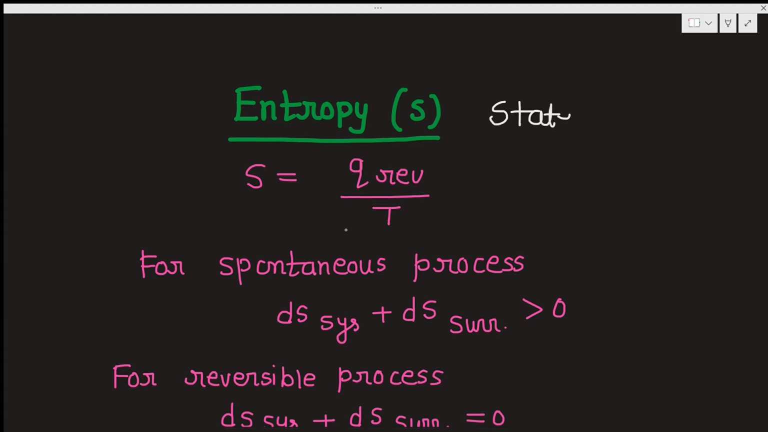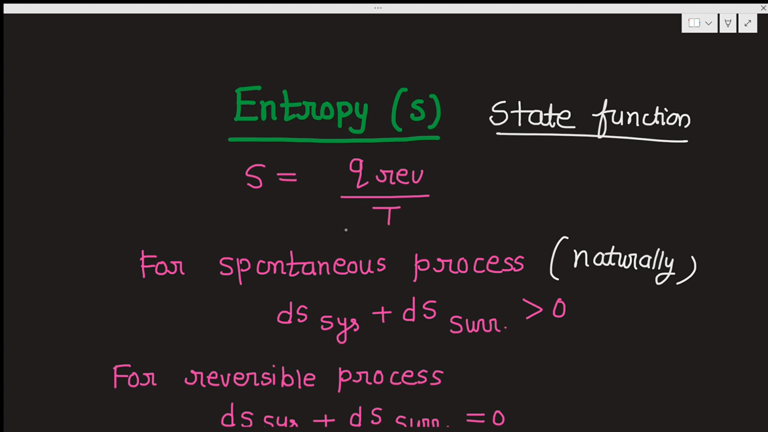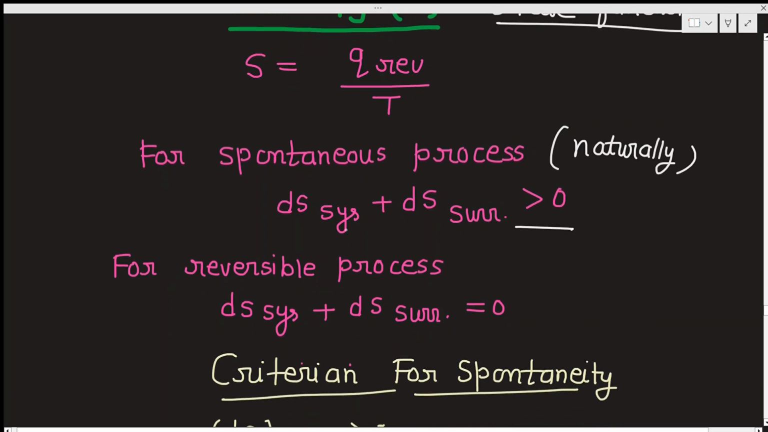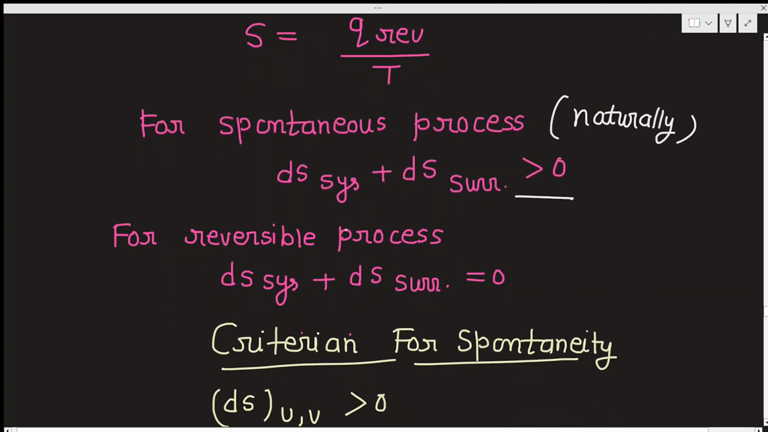So the next state function that you see here is the entropy. Actually, what is entropy? Entropy is the amount of heat in a reversible process divided by the absolute temperature. A process that is happening naturally is called a spontaneous process. For a spontaneous process, the entropy always increases. It means del S of system plus del S of surroundings will be greater than 0. It means it is going toward the maximum, toward positivity. For a reversible process, dS system plus dS surroundings is equal to 0.